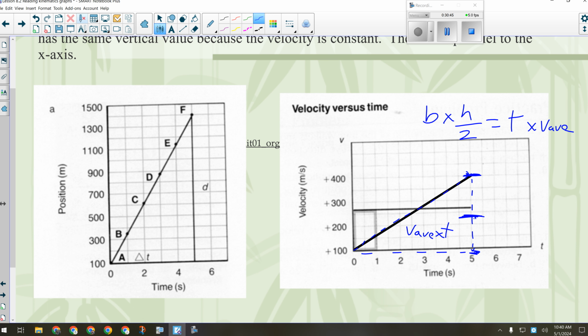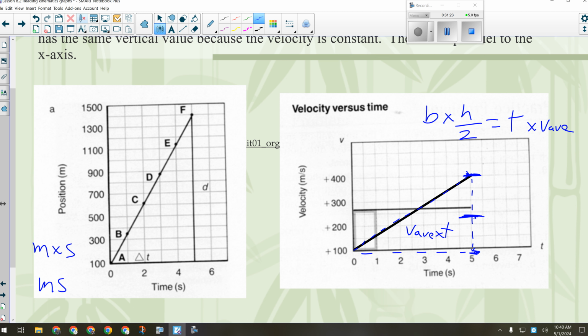Now, does the area under the line always represent something? Like on any graph? Answer to that's no. On some graphs, the area under the line is completely meaningless. For example, on a position versus time graph, if I take the height of this and divide it by 2 and then multiply it by this, I'm still just multiplying meters by seconds. I have no idea what meter seconds measures. Sometimes the area is completely meaningless.